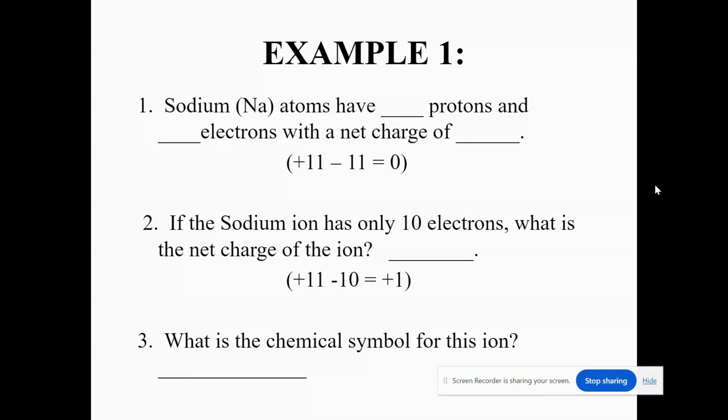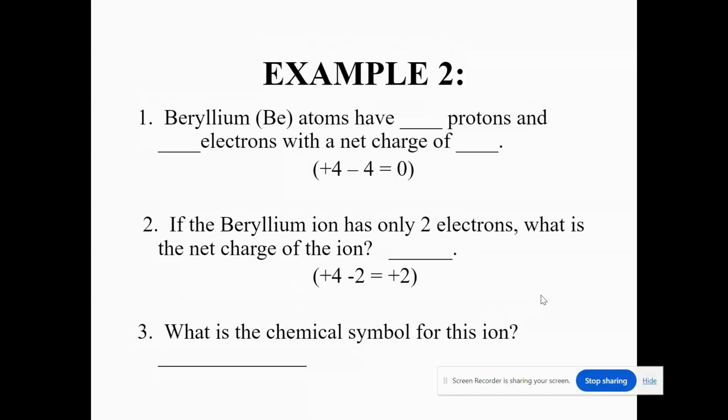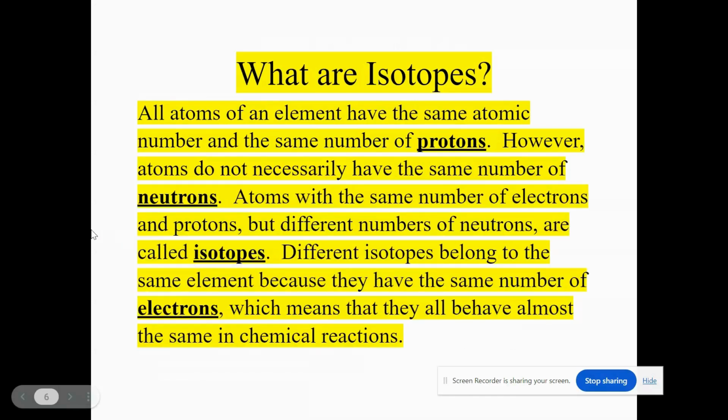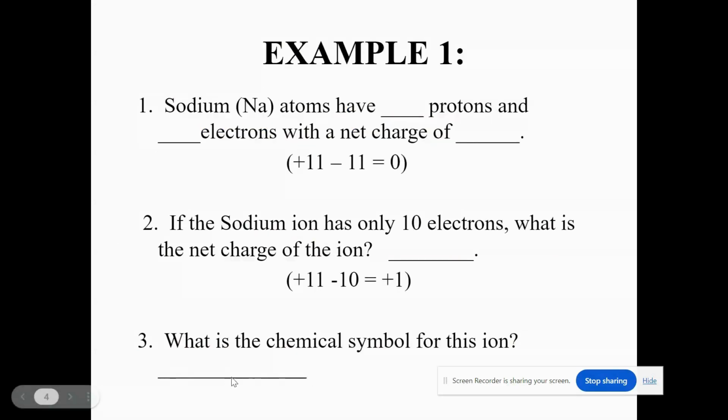Sodium atoms have 11 protons and 11 electrons with a net charge of 0. If the sodium ion has 10 electrons, meaning it gave away its 1 valence electron, what is the net charge of the ion? Well, if it has 11 positive charges and 10 negative charges, that leaves it an overall positive 1. And the chemical symbol for that ion would be Na+1.